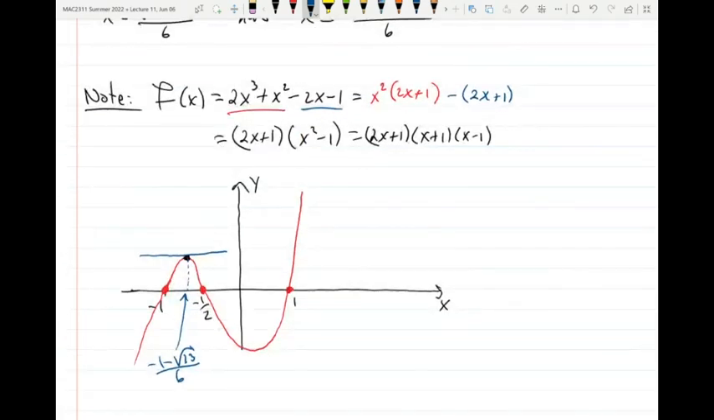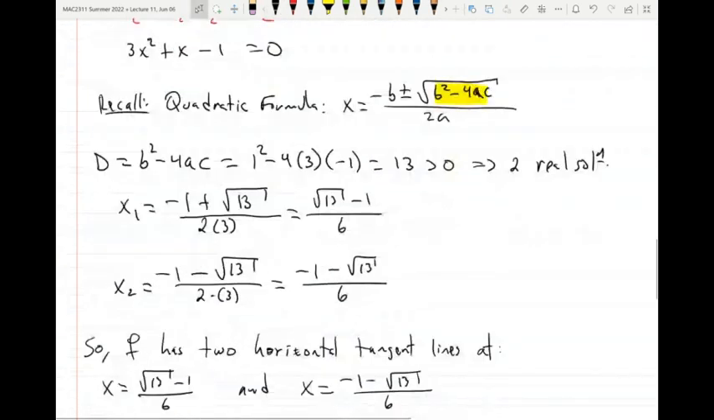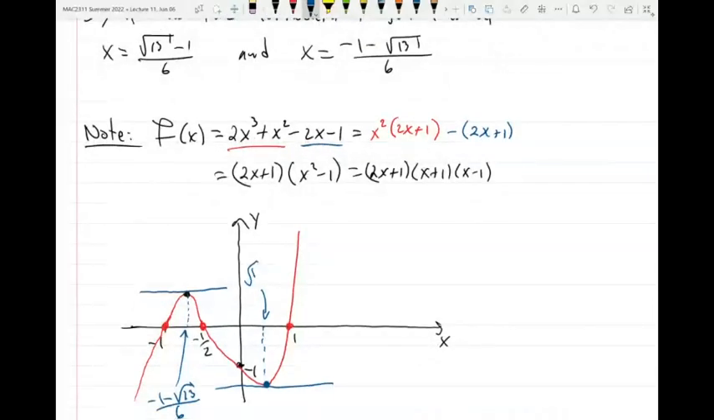And then this other point, let's see, we can do this a little bit better. The y-intercept is -1, so let me do the picture a little bit nicer. Let's say -1 is over here. We need to go through this point. And then this other point down here, where we also have a horizontal tangent line. This x value, we also know what it is: square root of 13 minus 1 over 6.